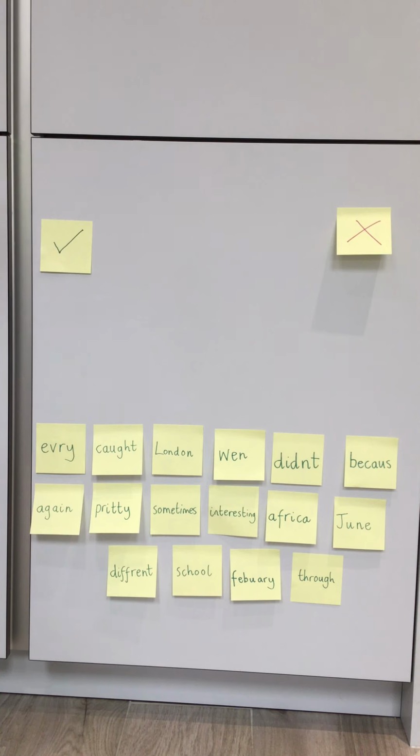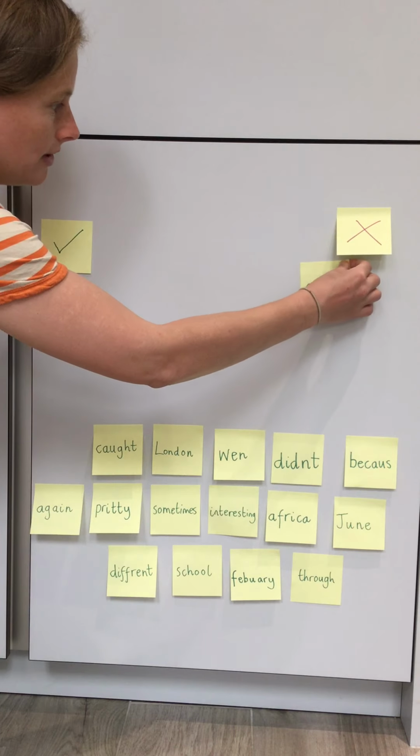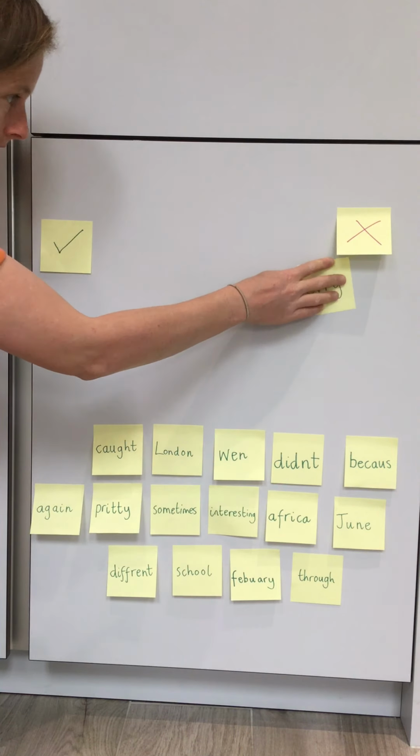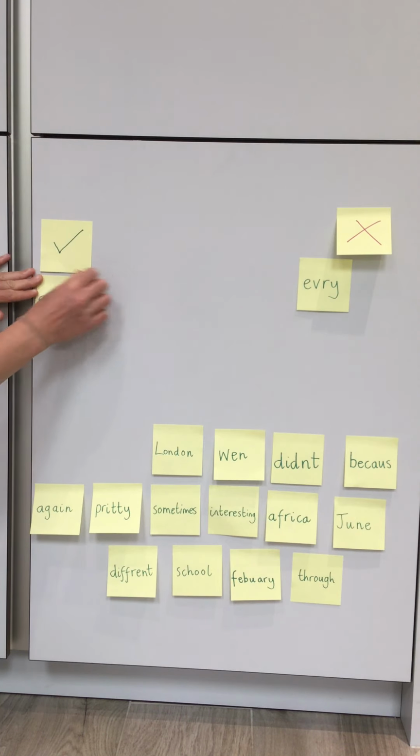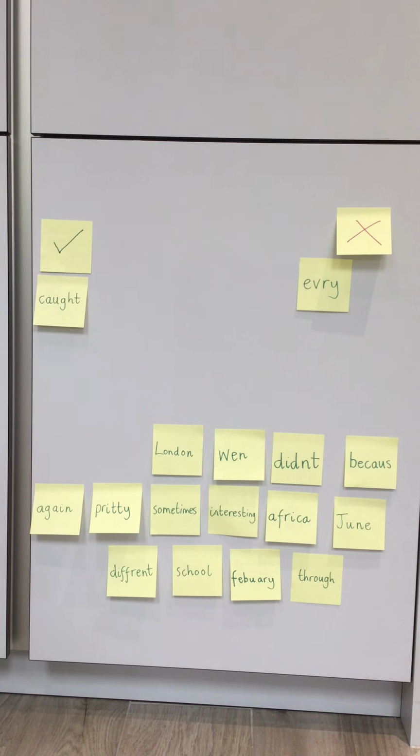Okay, so we'll start with this one. This is every. Now, every is spelled incorrectly. It's missing an extra E here. It should be E-V-E-R-Y. So we can sort every over to the cross. That's sticking very well. Our next word here is court, and I can confirm that this is the correct spelling. So court can also come over here by the tick.